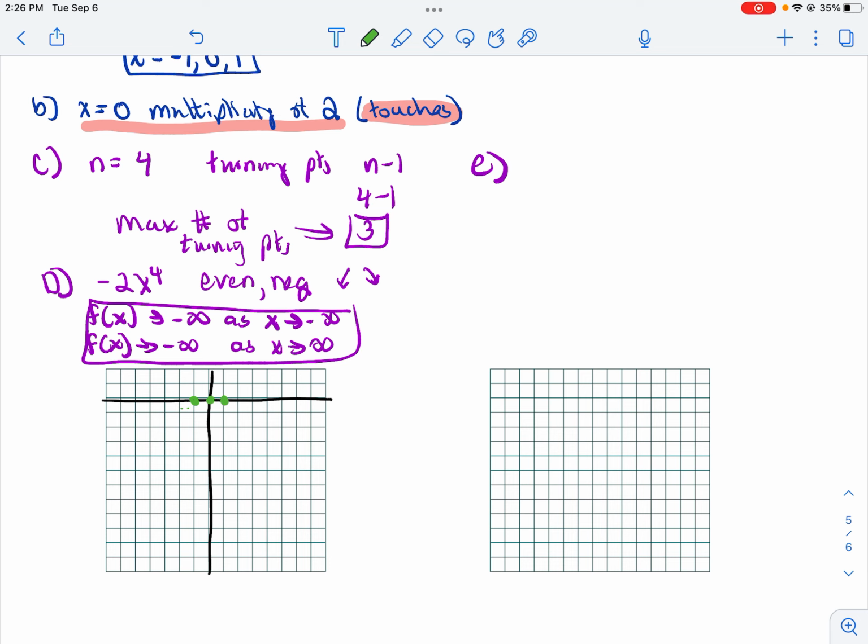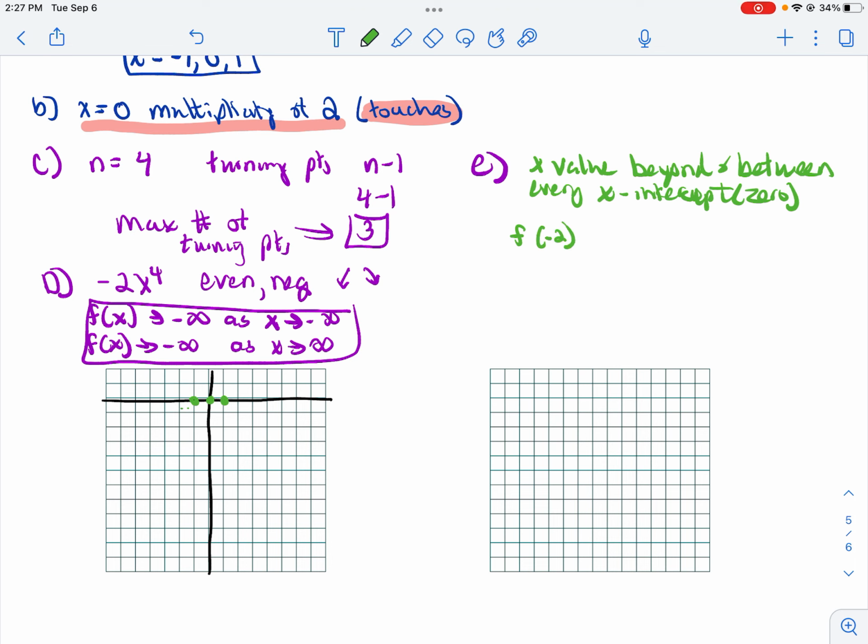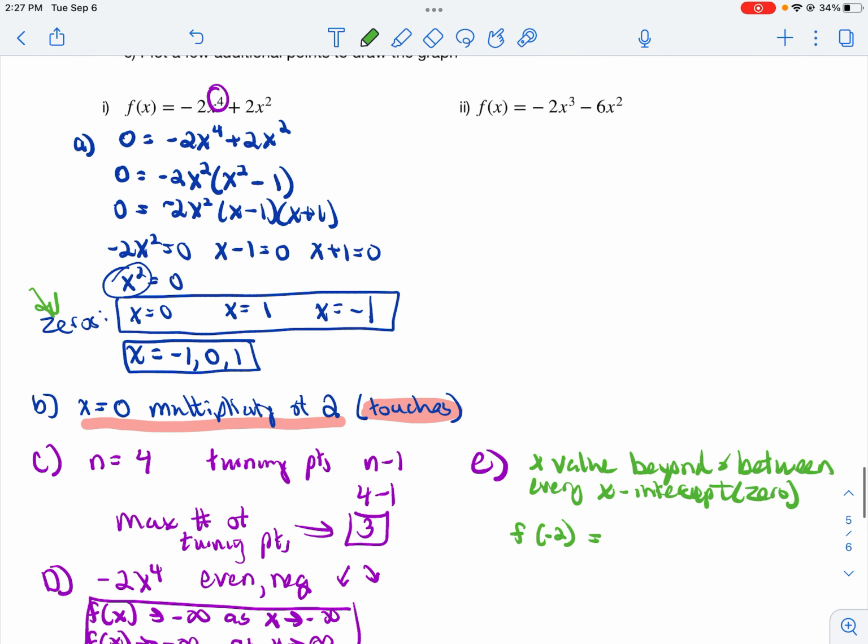So all the additional points you need are some x value beyond and between every x-intercept, or 0, because they mean the same thing. So beyond the smallest x-intercept, I need something less than negative 1. So I'm going to choose negative 2. And then you substitute this into your original function.